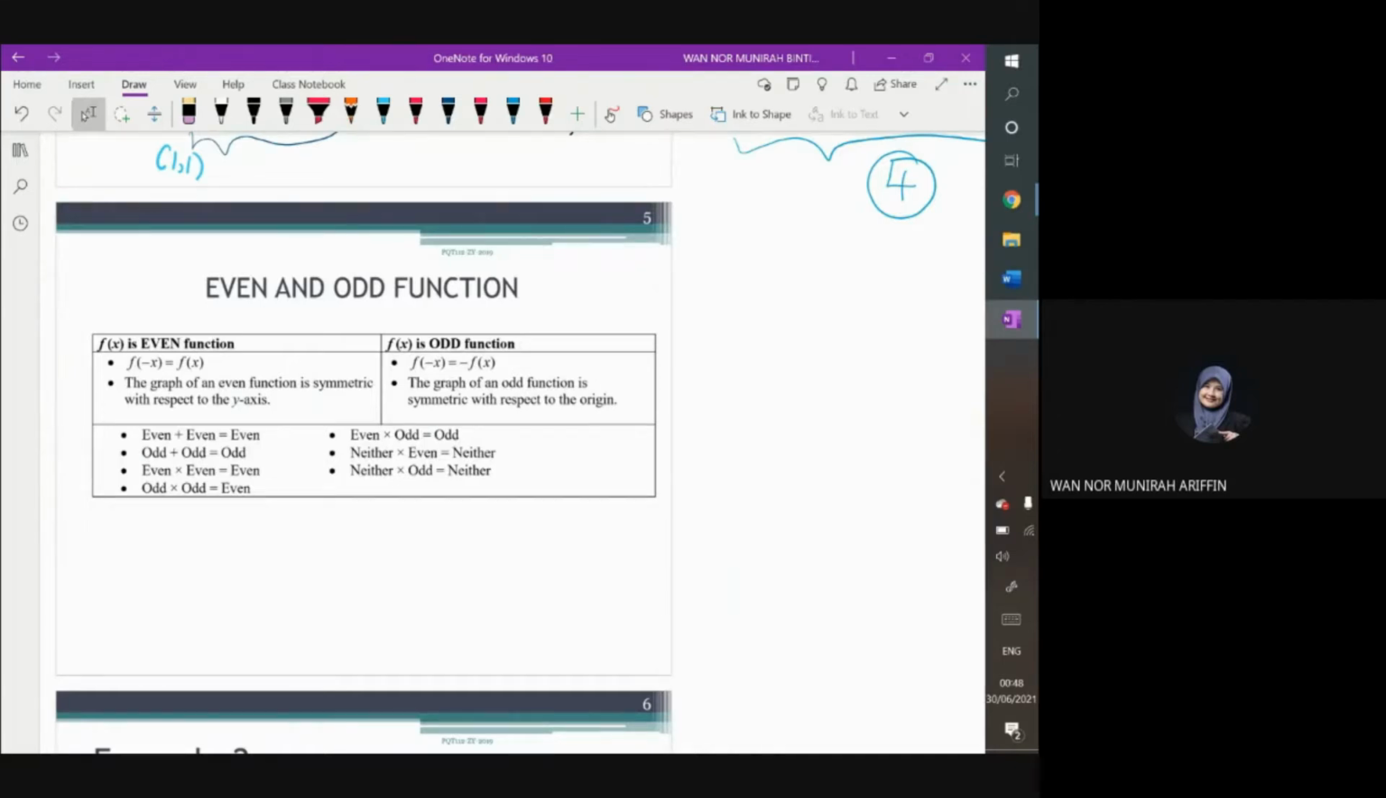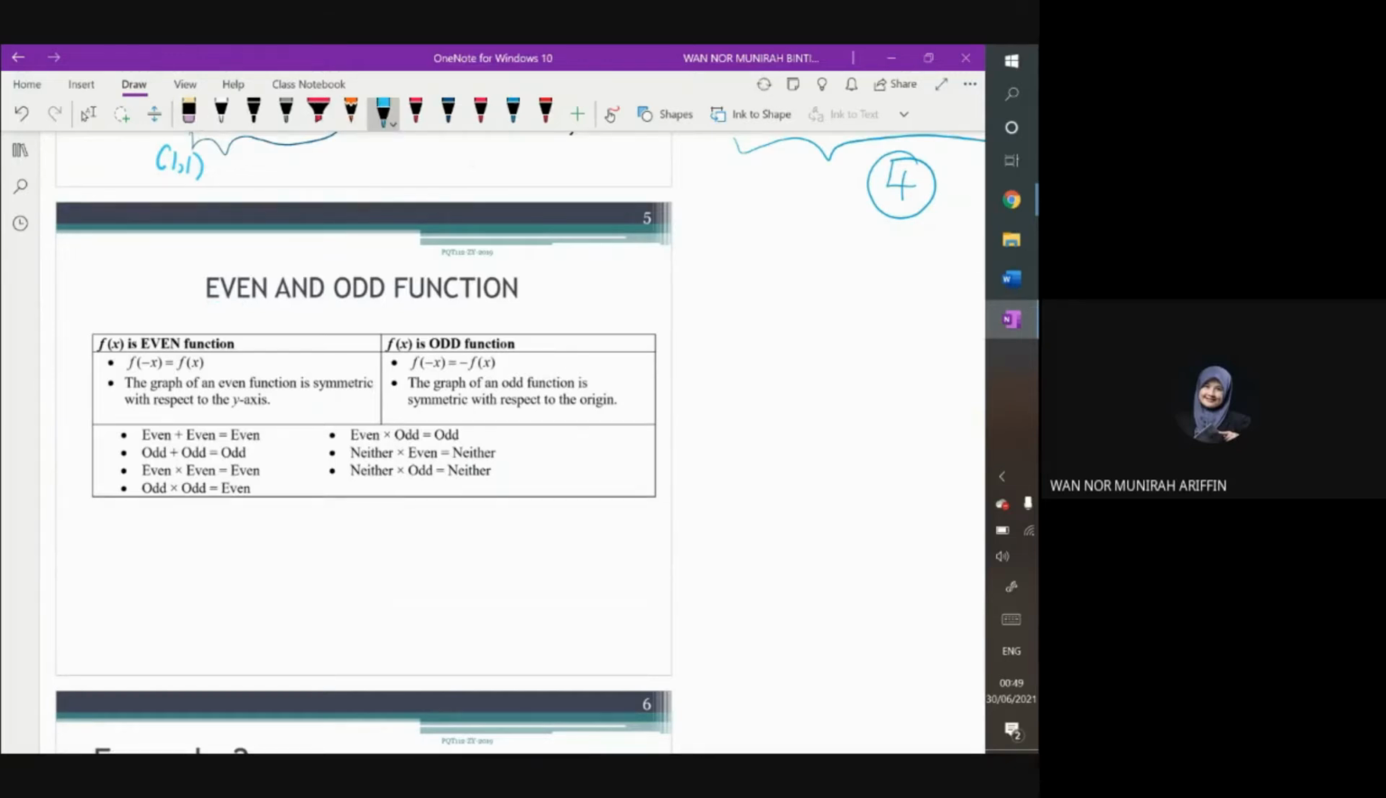Next I will continue with the even and odd function. In Fourier series, we have even, odd, and another one, which is neither odd nor even function. I just write it as NONE. That is not the one I am trying to convey, but NONE means neither odd nor even function. Otherwise, you can just write it as neither.